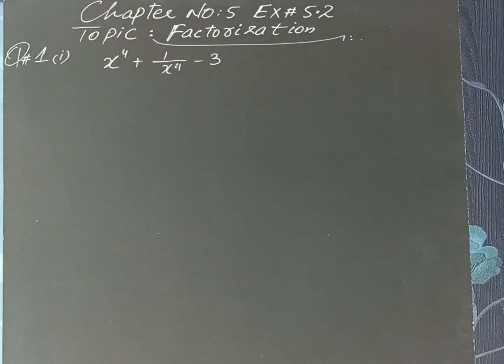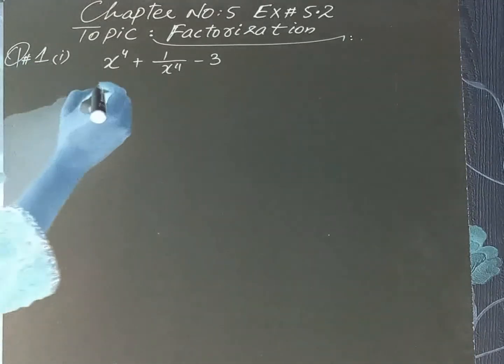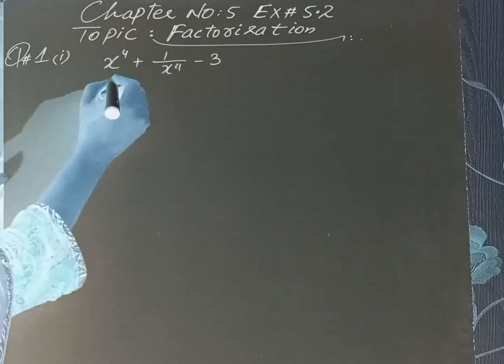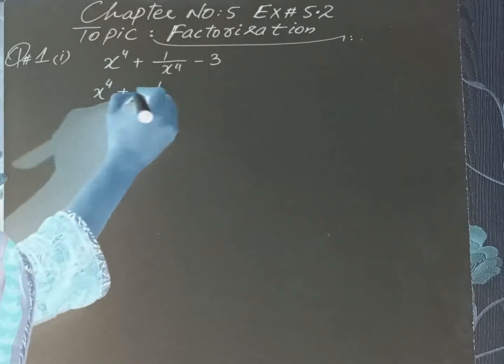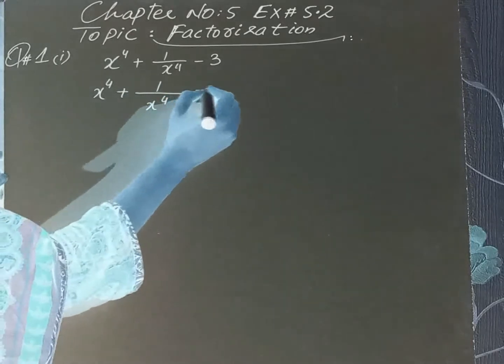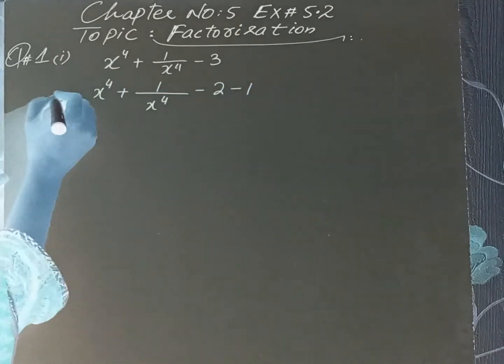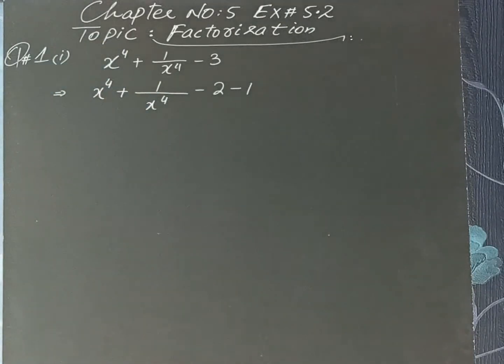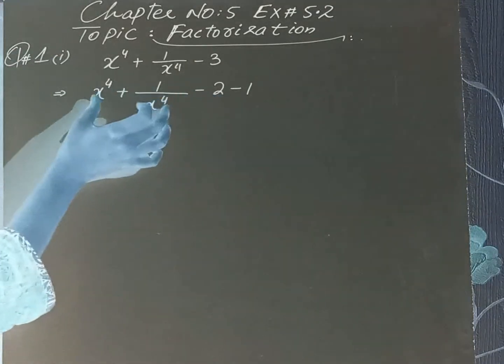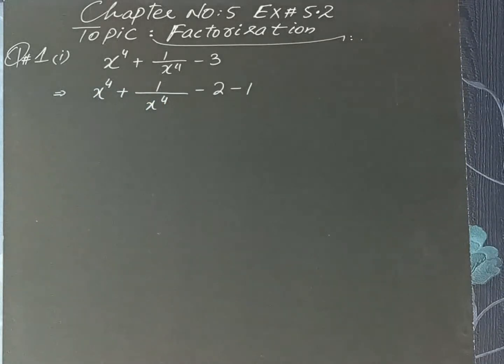The first part is x raised to power 4 plus 1 over x raised to power 4 minus 3. We have to split this minus 3 into two terms so that we can make a whole square: x raised to power 4 plus 1 over x raised to power 4 minus 2 minus 1, because minus 2 minus 1 is also equal to minus 3. We split it in such a way that this minus 2 can combine with these terms and we can make a whole square.